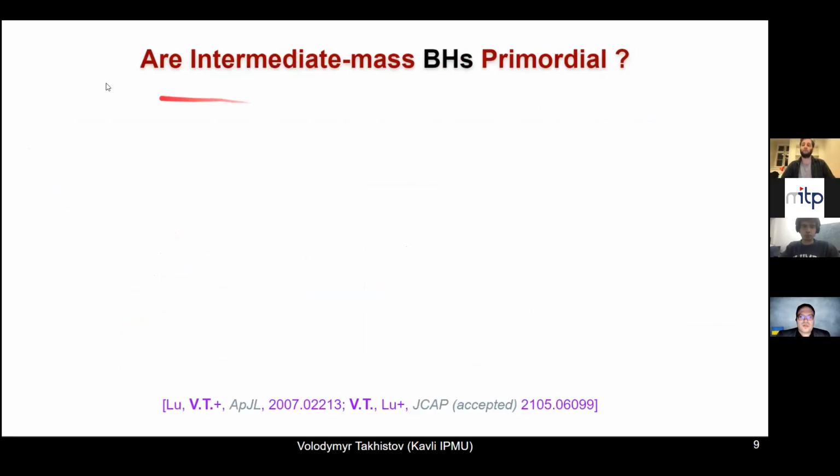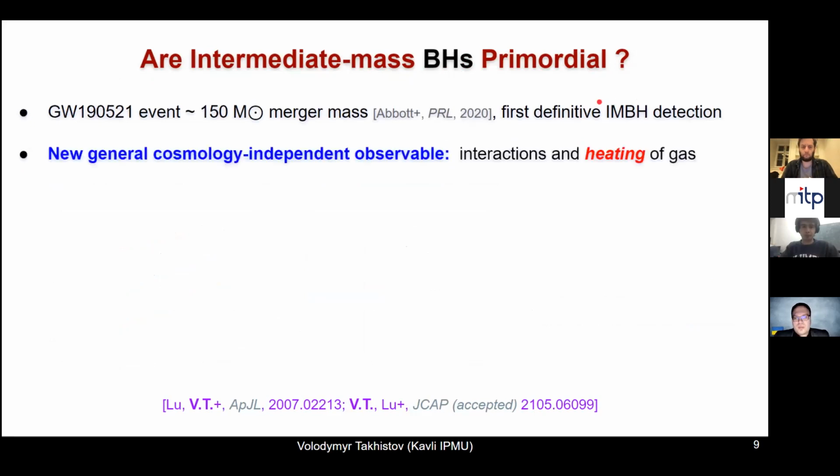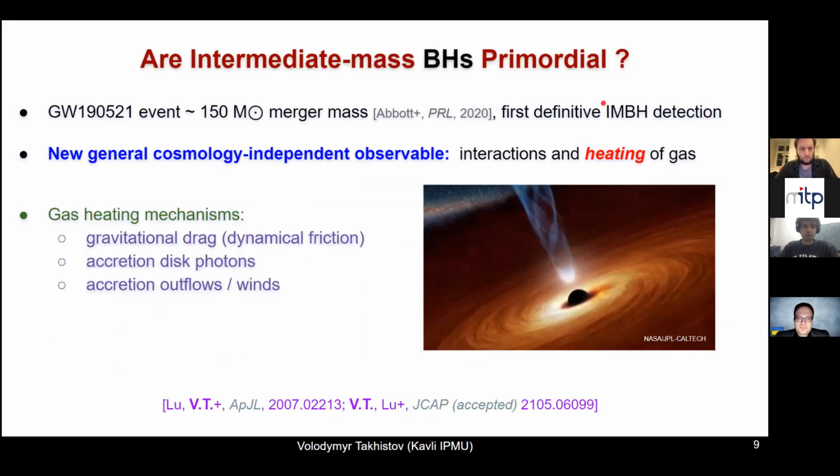Well, what about intermediate mass black holes? Are they primordial? This is now going to higher mass black holes, and LIGO has recently obtained the first definitive detection of intermediate mass black holes. Well, one interesting new general cosmology-independent observable is interactions of black holes with the surrounding system of gas and the resulting heating of that gas.